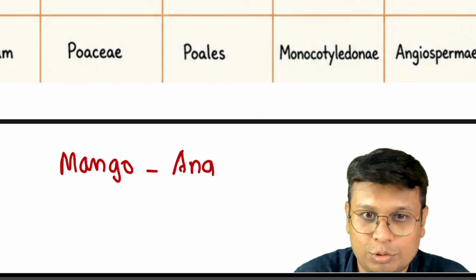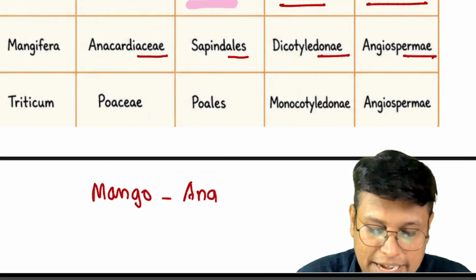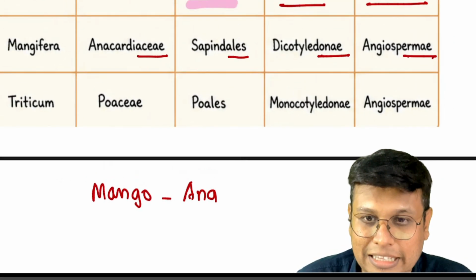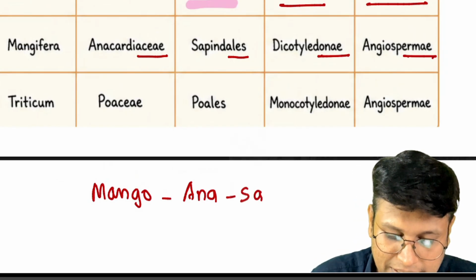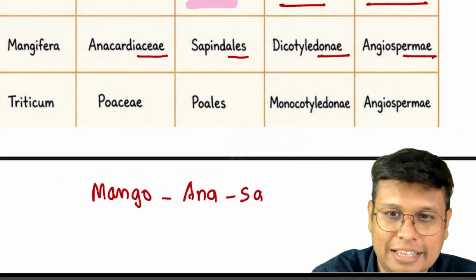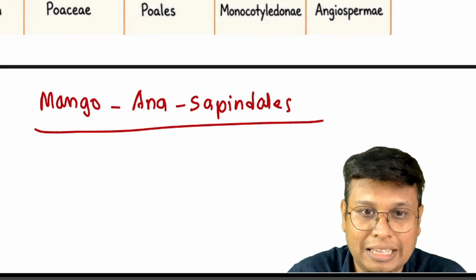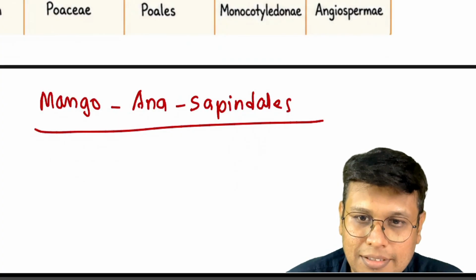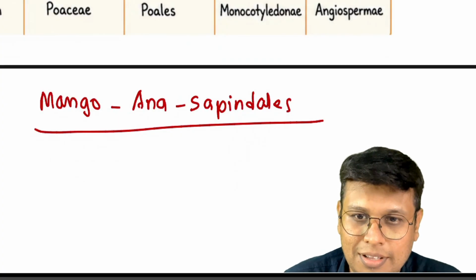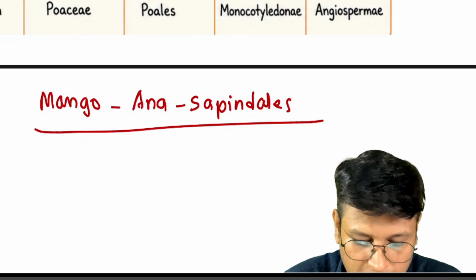Anna. So how will you remember Anna? So Anna is there, Anacardiaceae. So as you can see, you can remember the mango as Anna Sapindales. Anna Sapindales. It looks like a name. So Anna is the family, Sapindales is the order.